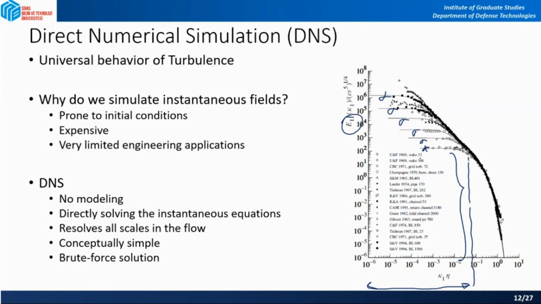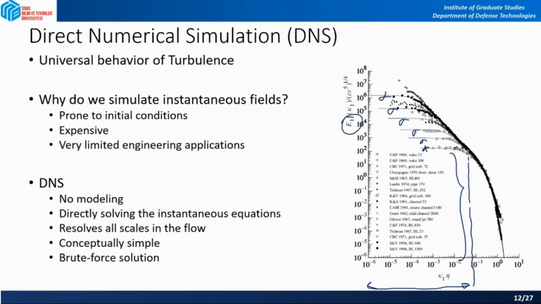And as we said, it's very geometry dependent and boundary condition dependent. Because of that, the energy levels will be different. So you can say the energy content in the oceanic boundary layer is completely different than the boundary layer on an aircraft wing.